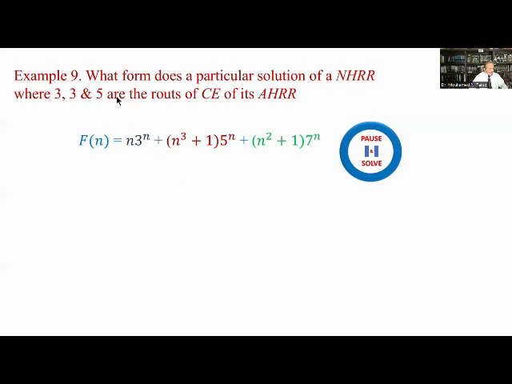Here, remember 3 is of multiplicity 2. Then you will have a polynomial of degree 1 times n squared times 3 to the power n. This one here, 5 is a root of multiplicity 1. Then you get a polynomial of degree 3 times n times 5 to the power n. And here is no problem because 7 is not a root. You get a polynomial of degree 2 times 7 to the power n.